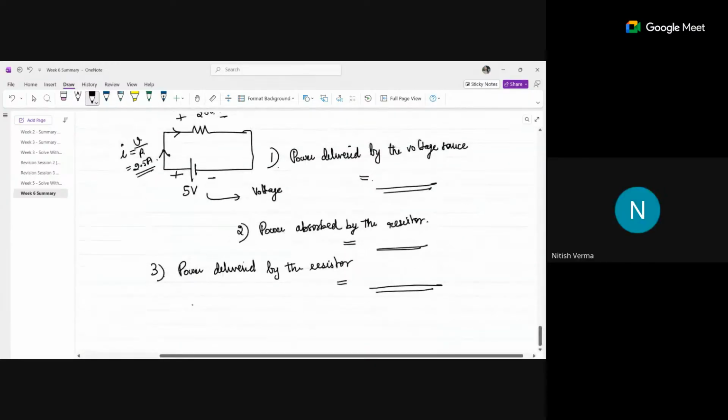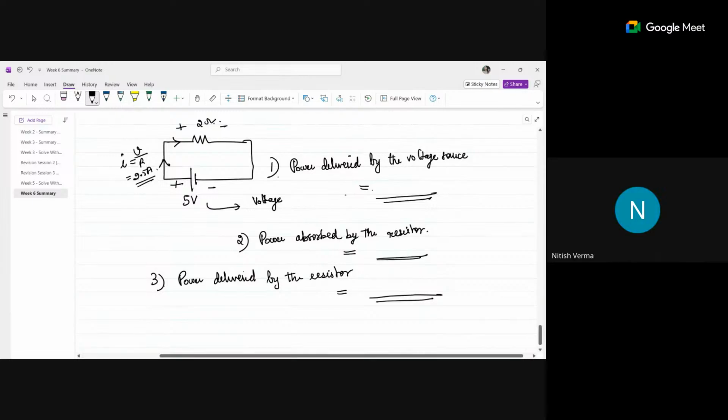Using the voltage source, first we are going to find the power delivered by the voltage source, right? Is this voltage source delivering power? Yes, ma'am. So negative, I will write it as positive, because in the question you have to see, if they are asking delivering power, it is positive. Delivery is positive.